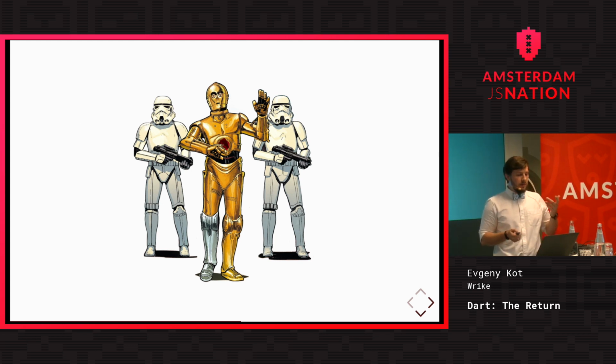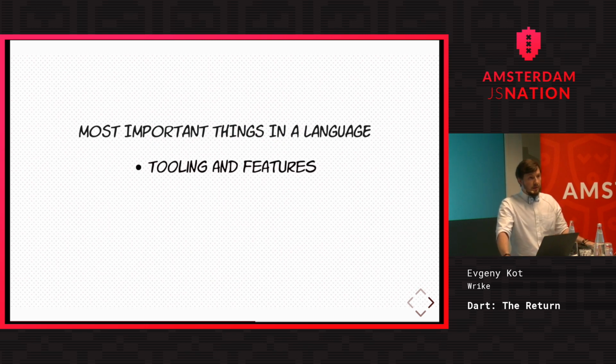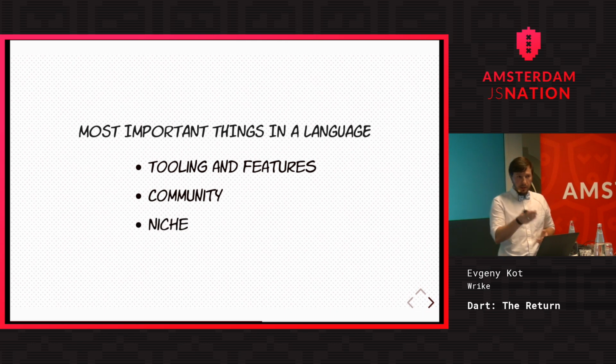But what do you guys think? What are the most important things in a good language? Give me something, please. Functions as first-class, yes, maybe. Type safety, yes. That's good. I think that the most important things in a language are tooling and features, obviously, community, and niche. So in Dart 1, there were problems with the tooling and features, with the community, with the niche. But nowadays, yes, of course, we have problems, but everything is good now.